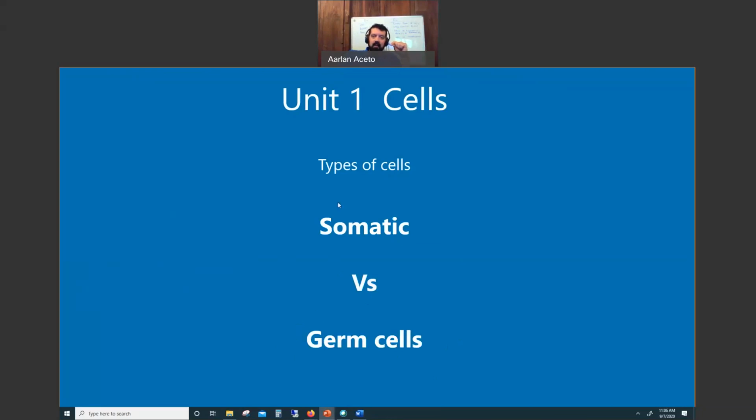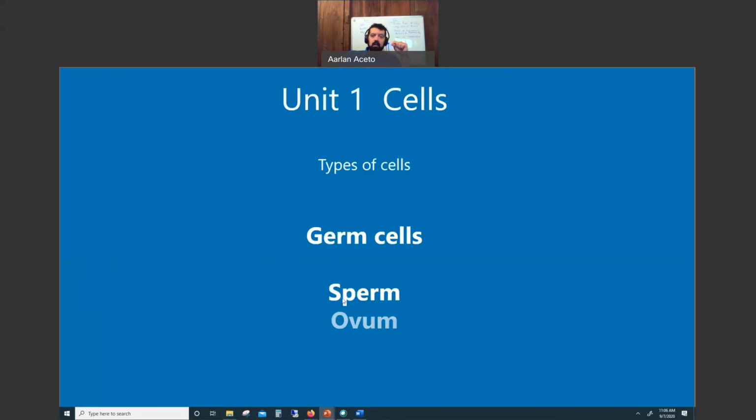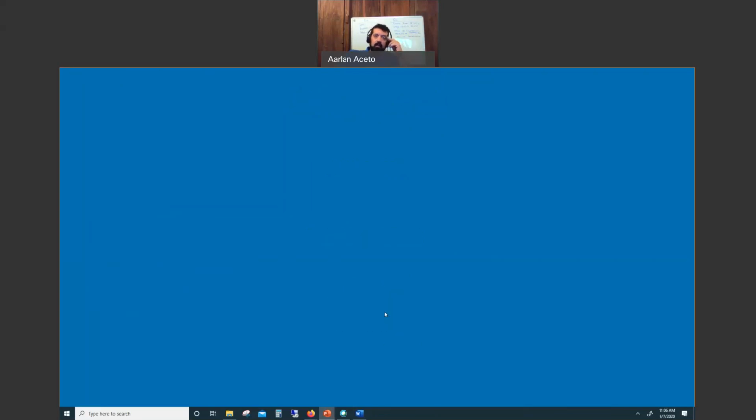Your somatic is everything else. And what kinds do we have? Well, your germ cells are your sperm and ovum, or your sperm and your egg, male and female. Your somatic is everything else. And let me show you, because you have blood cells, white blood cells, you have skin cells, you have bones. Every part of your body is made up of different types of cells.